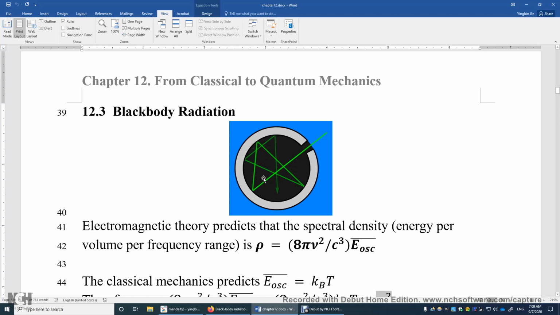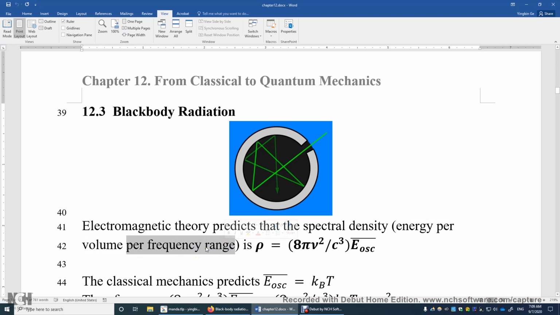Well, electromagnetic theory predicts that the spectral density of those photons is this. So what is spectral density? Well, you simply define a unit volume inside the cavity and measure its total energy. And then energy divided by the volume, you get this part, energy per volume. What does this mean? Per frequency range.